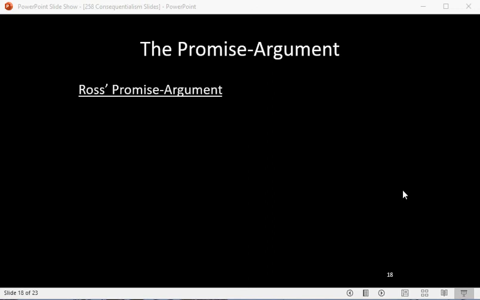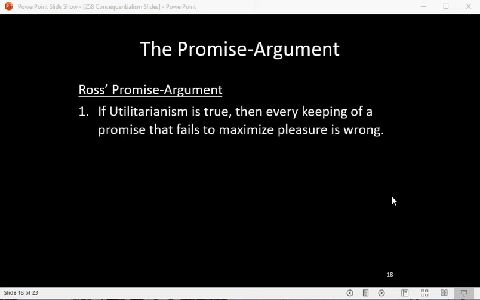So let's call this Ross's promise argument. You can always find it here in these slides, if I ever ask you to look back and find Ross's promise argument. So, again, this is going to be another modus tollens argument against utilitarianism. If utilitarianism is true, then every keeping of a promise that fails to maximize pleasure is wrong. And that premise is undeniable. If utilitarianism is true, then every action that fails to maximize pleasure is wrong, whether it's a keeping of a promise or some other kind of action. And I will explain this premise with a chart in a moment.